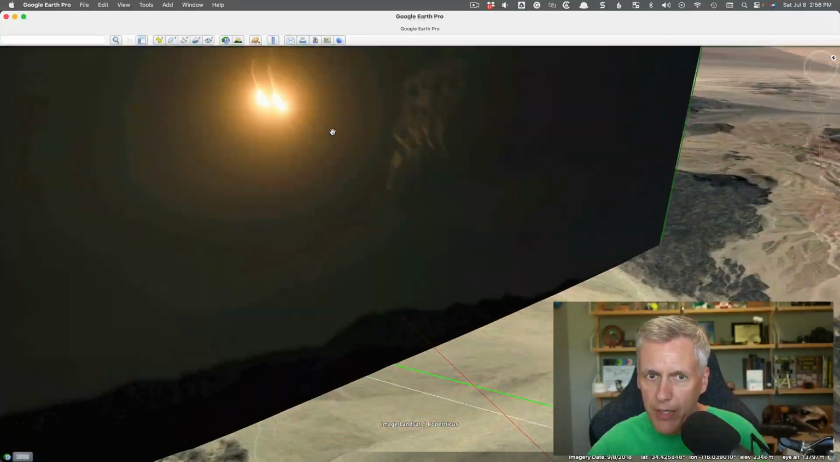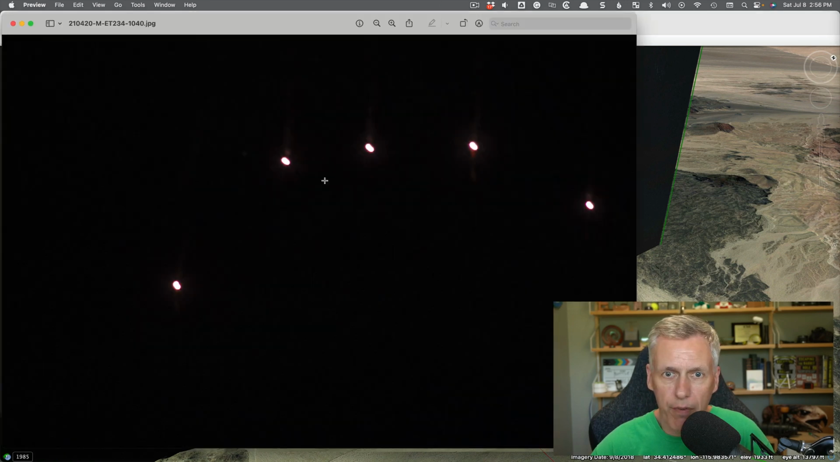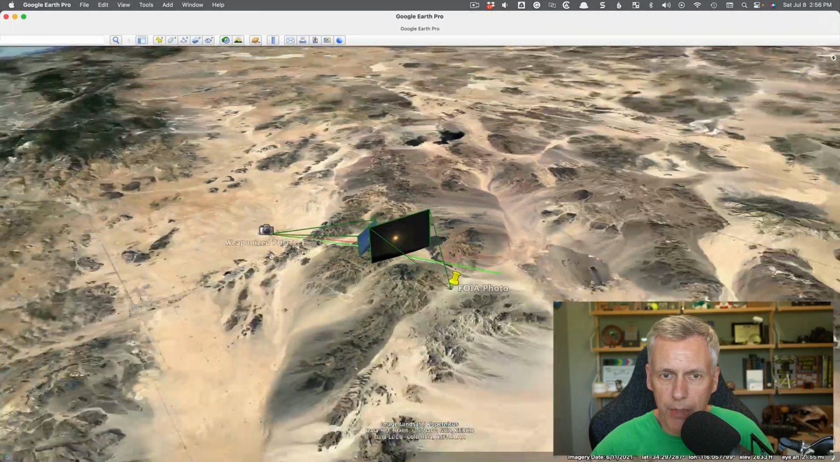Now you'll notice this has a very bright pair of flares here. These are the visible light flares. There's a distinct difference between the visible light flares and the infrared flares. These are infrared flares, and these are the visible light flares, a lot brighter.